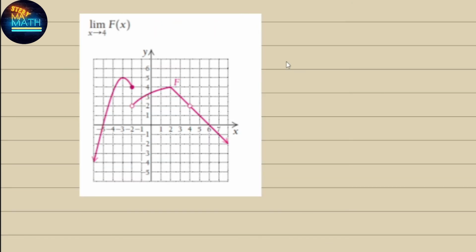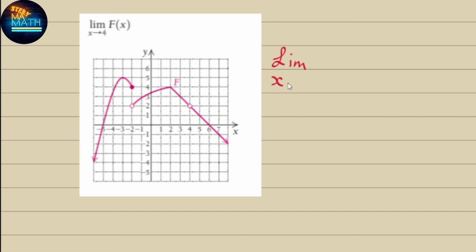Here in this example, find the limit as x approaches 4 of f of x. Here at x is equal to 4, it's clear that they are approaching the same number, but let's write down that in details.